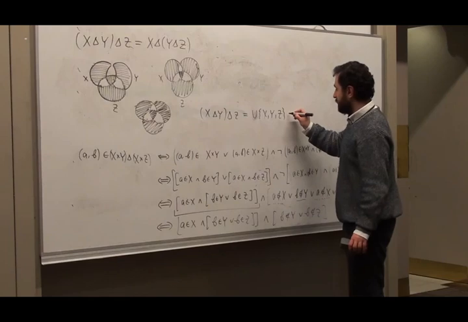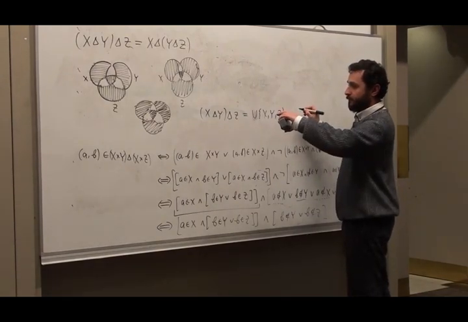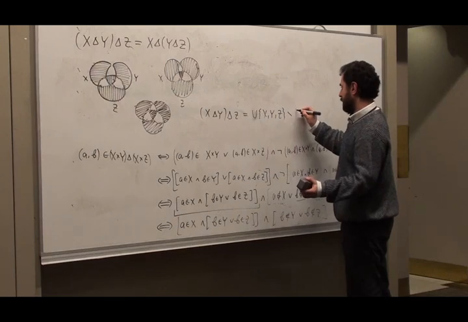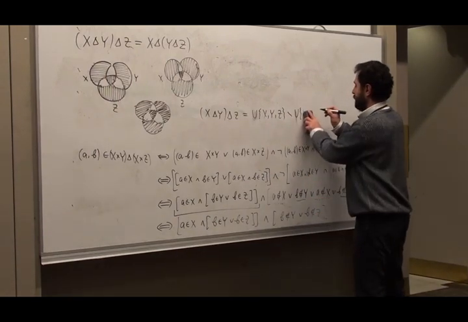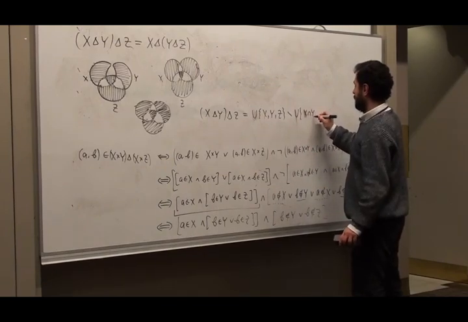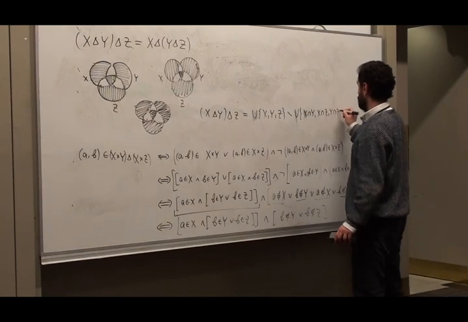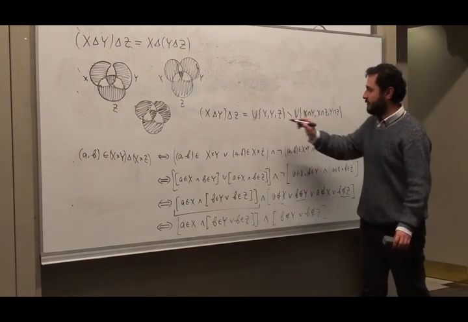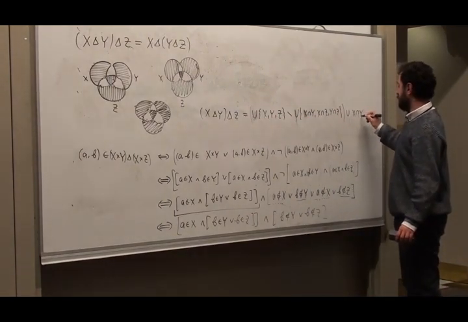Then take away from it pairwise intersecting them. So take away from it what? The union of intersections, X intersected with Y, X intersected with Z, and Y intersected with Z. And then take away this union and then take the union of it with all three intersected with each other.